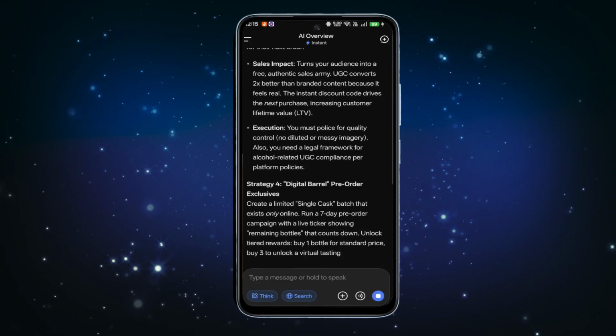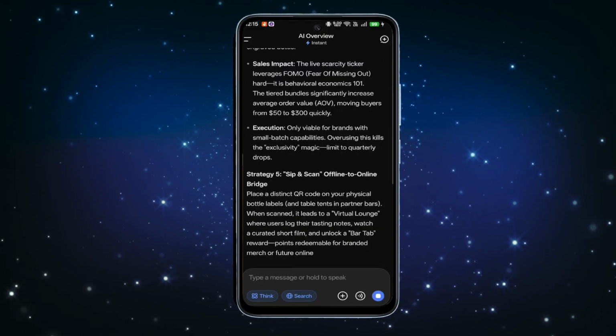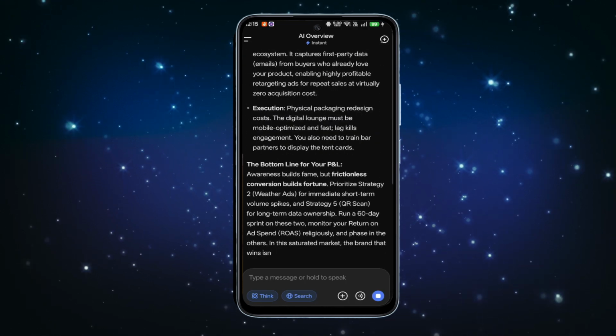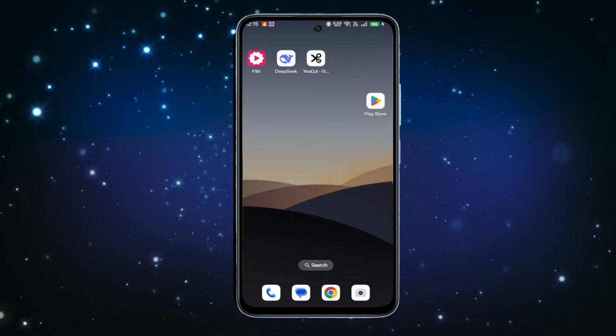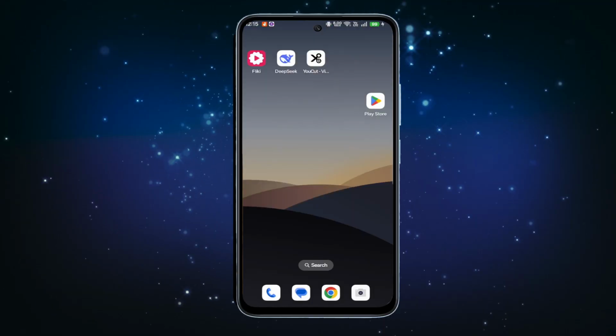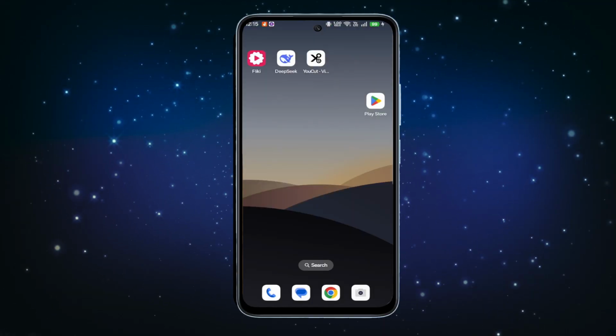By using these tactics, you can improve the quality of your prompts and get much better responses for your research right away. So there you have it. That is how you can use prompt engineering to improve the results from DeepSeek AI.